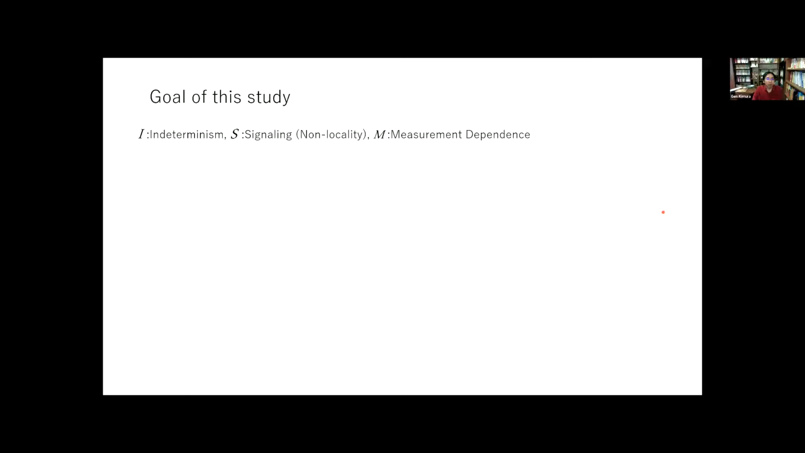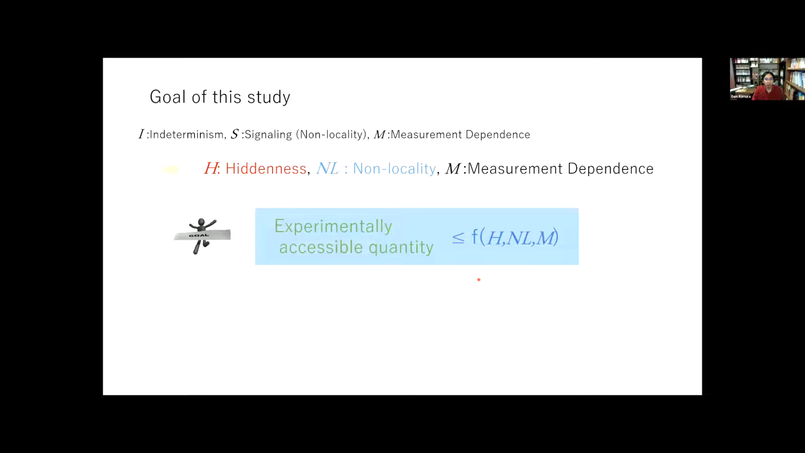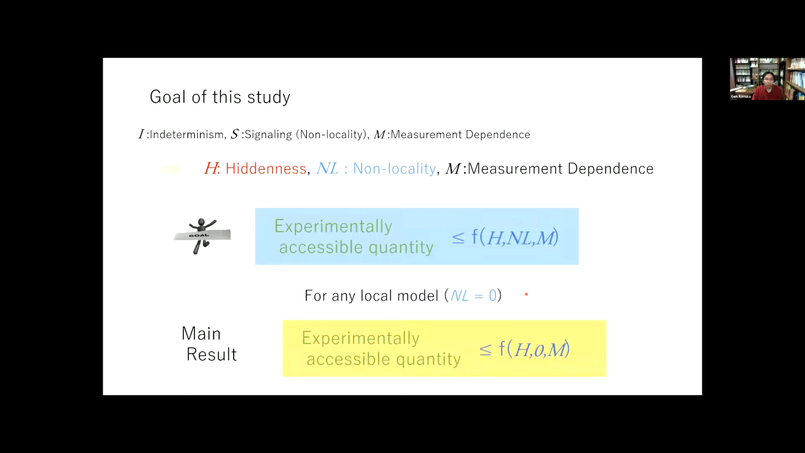Okay, so our goal is to introduce a measure of hiddenness and also revise the degree of non-locality and derive a relaxed Bell's inequality incorporating all these measures. Unfortunately, we have not yet succeeded in deriving the most general result, but as a partial answer, by restricting ourselves to a local model, we found an interesting relaxed Bell's inequality that gives a non-trivial trade-off relation between the experimentally accessible quantities and hiddenness and measurement dependence. That I would like to share with you.